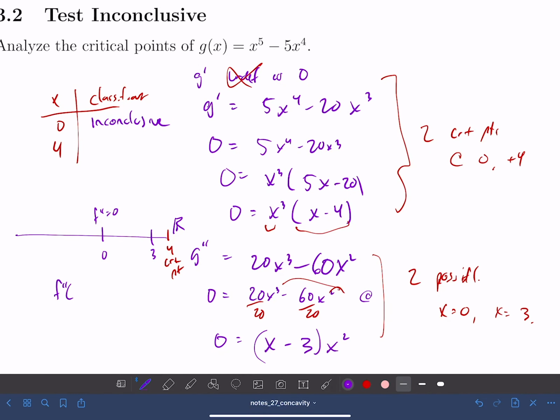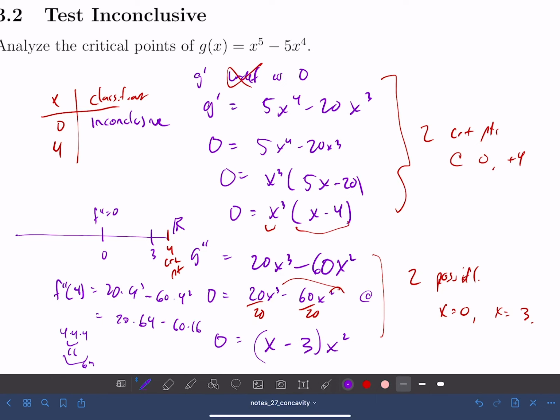f double prime of 4 is equal to, no, I should use the actual function. The actual function is this one, because all I care about is the sign, so I really don't care about scaling it by 20. Whatever. 20 times 4 cubed minus 60 times 4 squared. 20 times 64 minus 60 times 16.